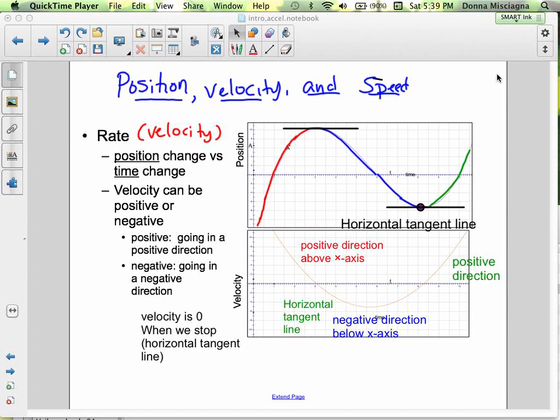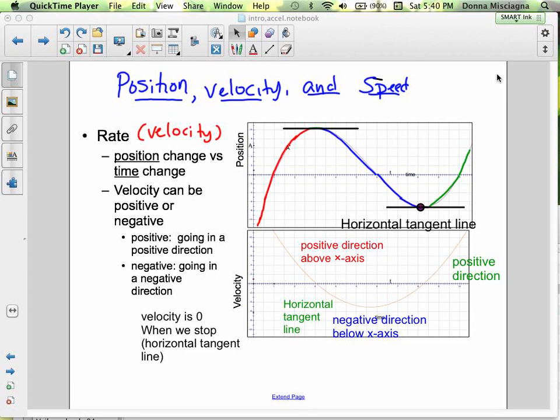So now let's put position, velocity, and speed together. The rate is the velocity. It's position change versus time change. Velocity can be positive or negative. Positive, we're going in a positive direction. Negative, we're going in a negative direction. And velocity is 0 when we stop, and there will be a horizontal tangent line on the position function.